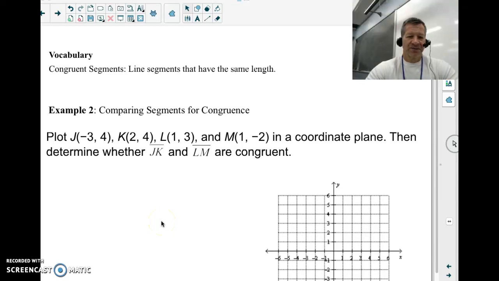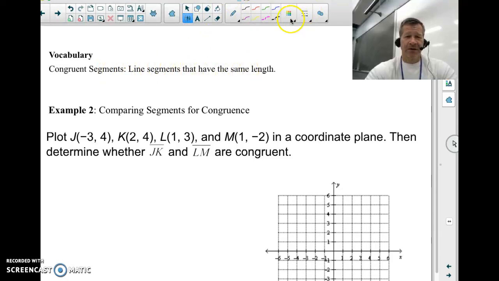Okay, I had to skip example 2 in your notes because I can't find a way to get a compass on there. So I'm going to skip ahead to example 3. I know this says 2 in my notes here, but it's really example 3. We are going to learn about congruent segments now. So congruent segments are line segments that have the same length.